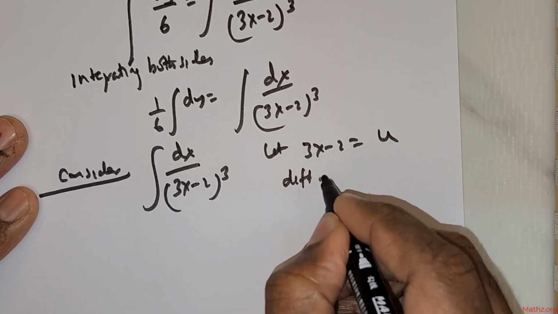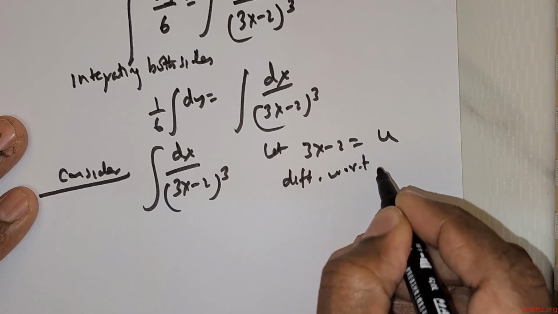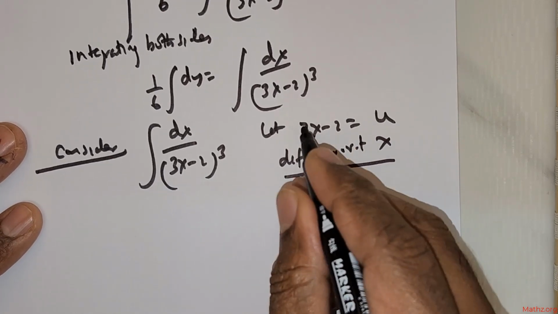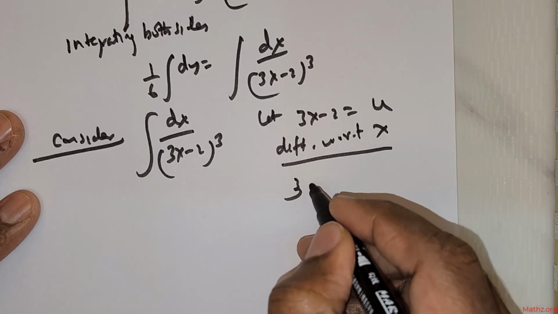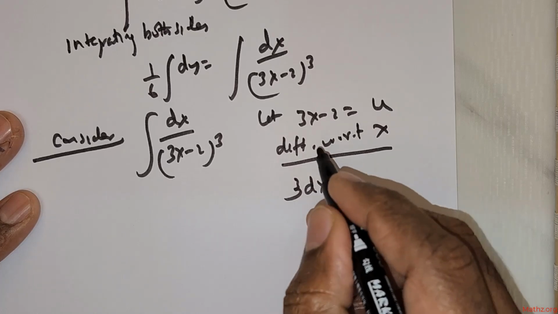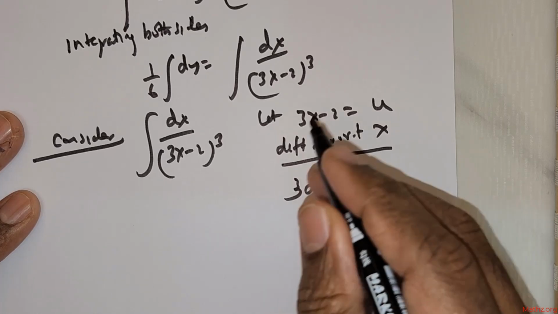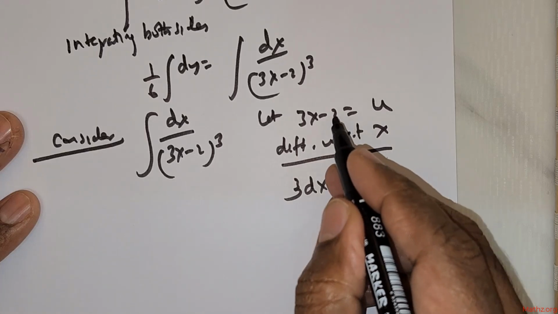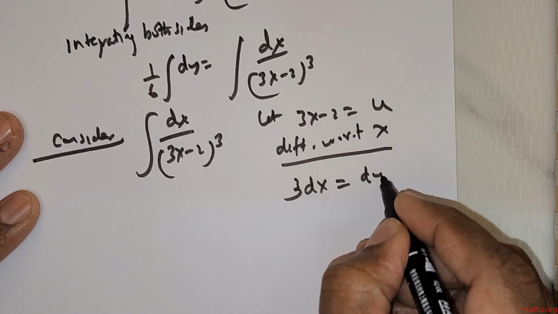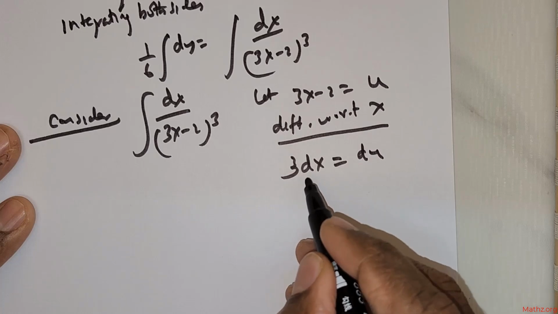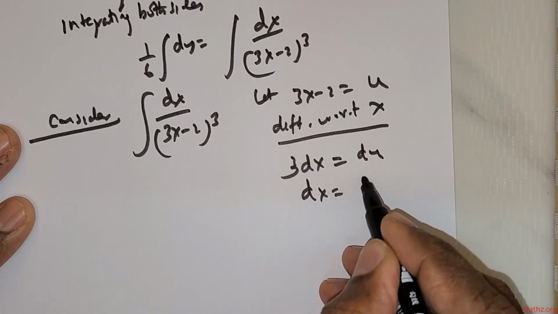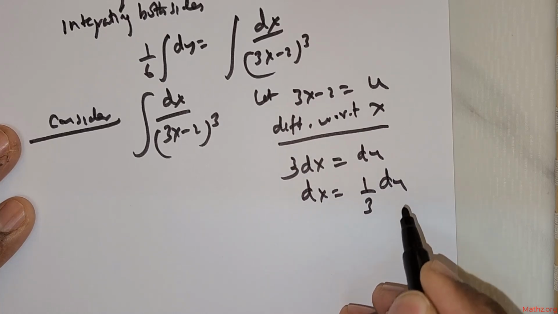I differentiate with respect to x. This would give me 3 times du over dx. So that goes to the other end. So this 2 will be 0. So this is going to be du over here. But we got only dx. So dx is equal to 1 over 3 times du.